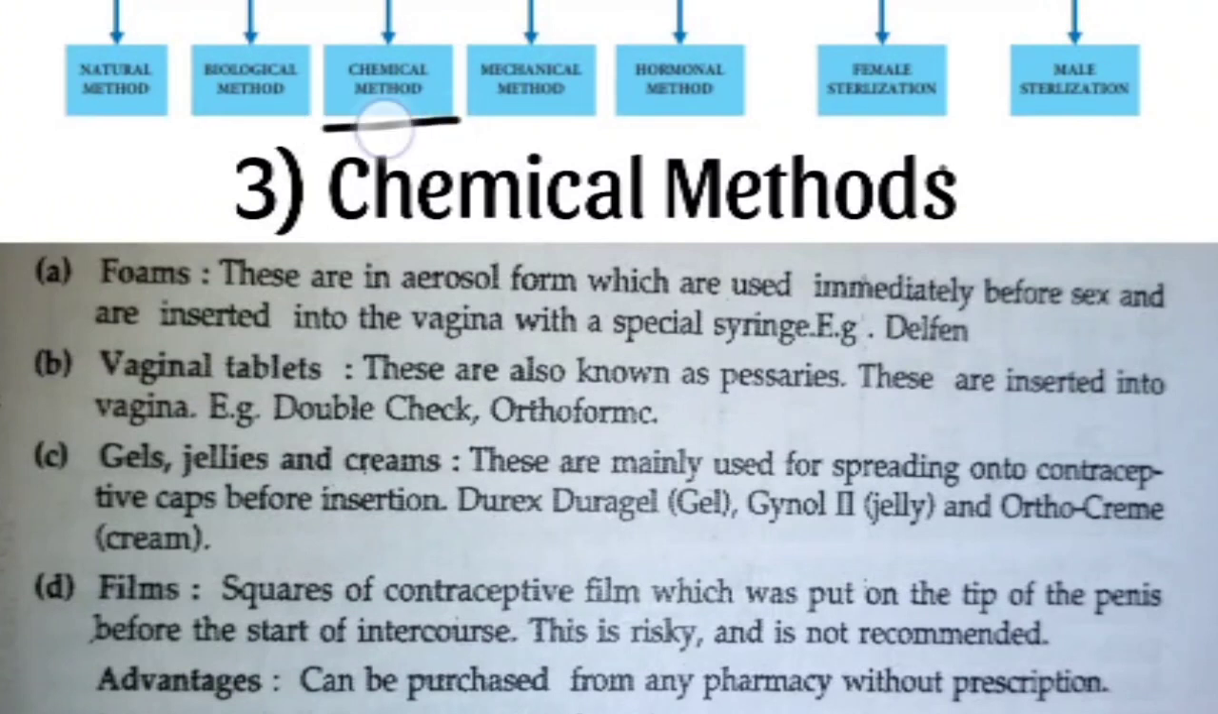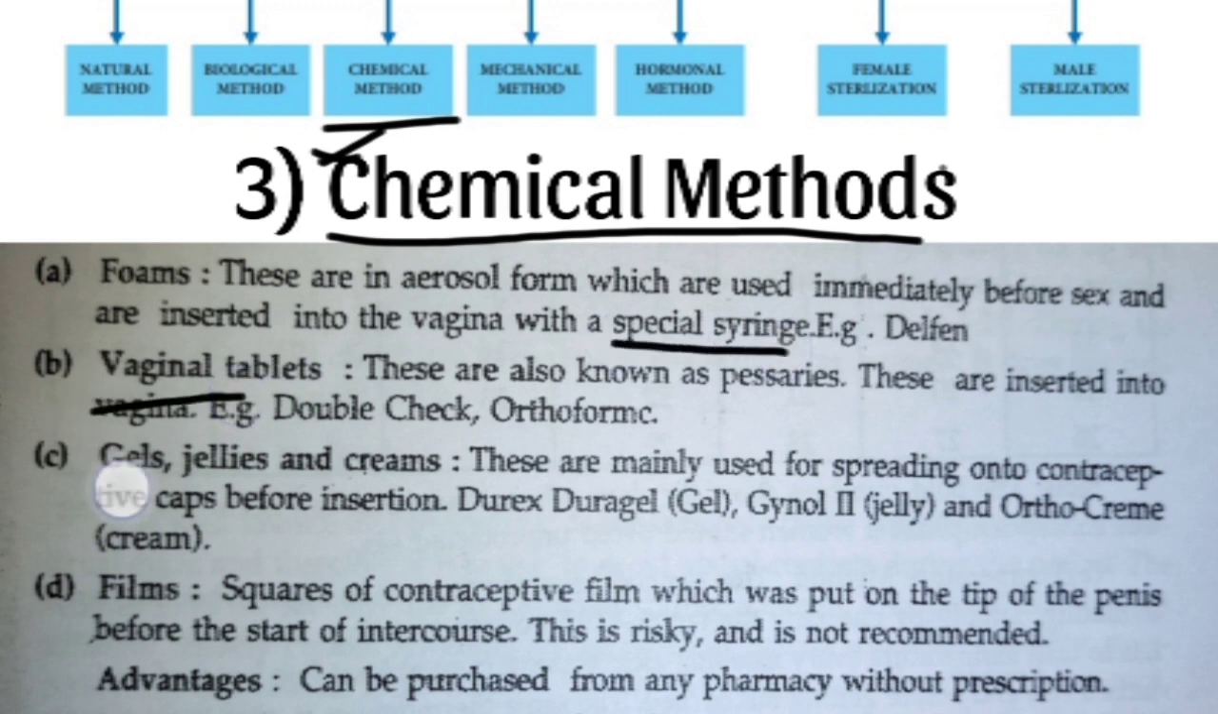Third method, chemical methods. In the chemical method we have injections, tablets, gel, cream, films and so on. Whereas in the hormonal method also, we have tablets and injections based on estrogen and progesterone. Then why is the chemical method still kept different from the hormonal method? It's because in the chemical method you will not take the tablet by mouth, whereas a hormonal tablet you will take orally.